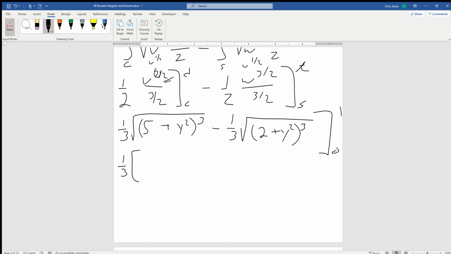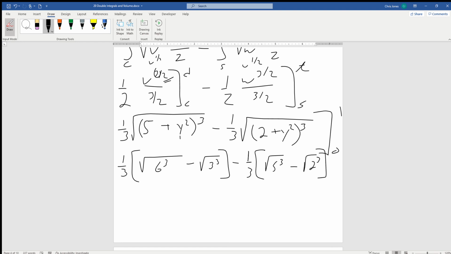So when I substitute 1 back in, we get the square root of 5 plus 1 squared, which is going to be 6 cubed, minus 2 plus 1 squared, which is going to end up being 3 cubed, and then minus 1/3. Now we're going to substitute 0 in, so that's going to be square root of 5 cubed minus square root of 2 cubed. Right? And if you wanted to leave the solution that way, that's perfectly fine.